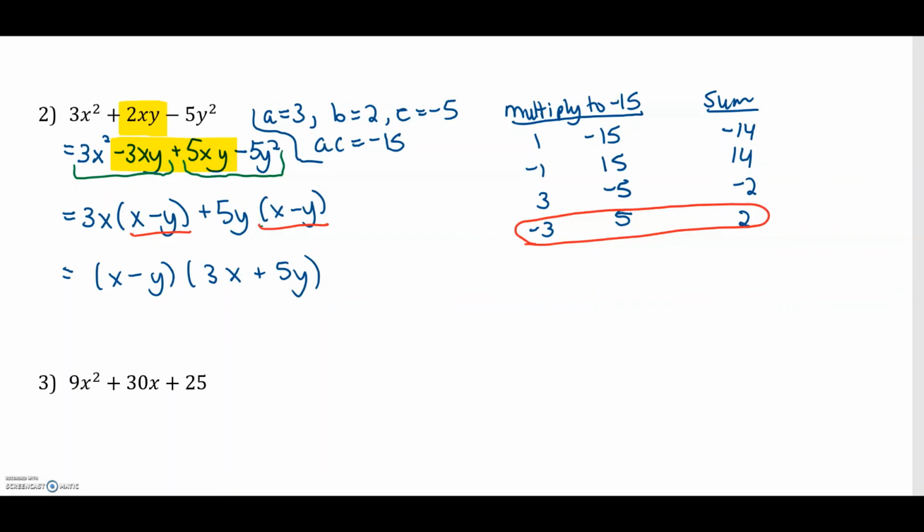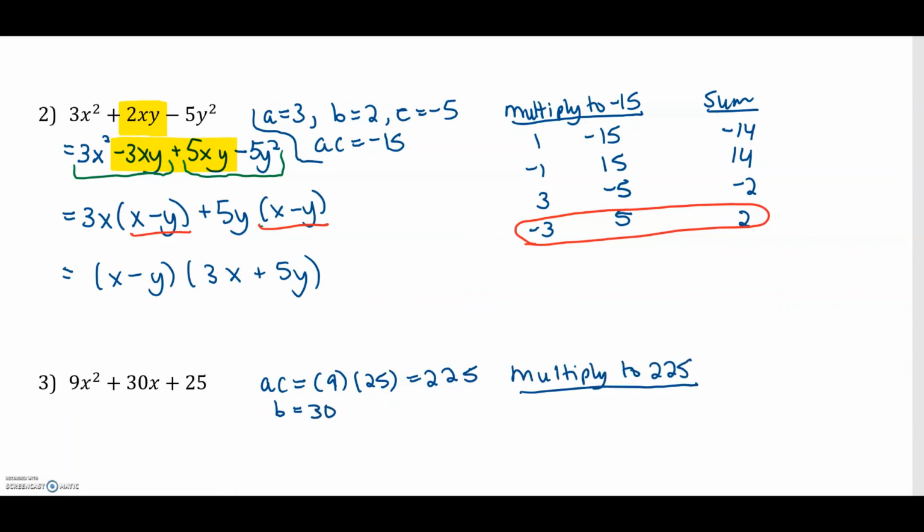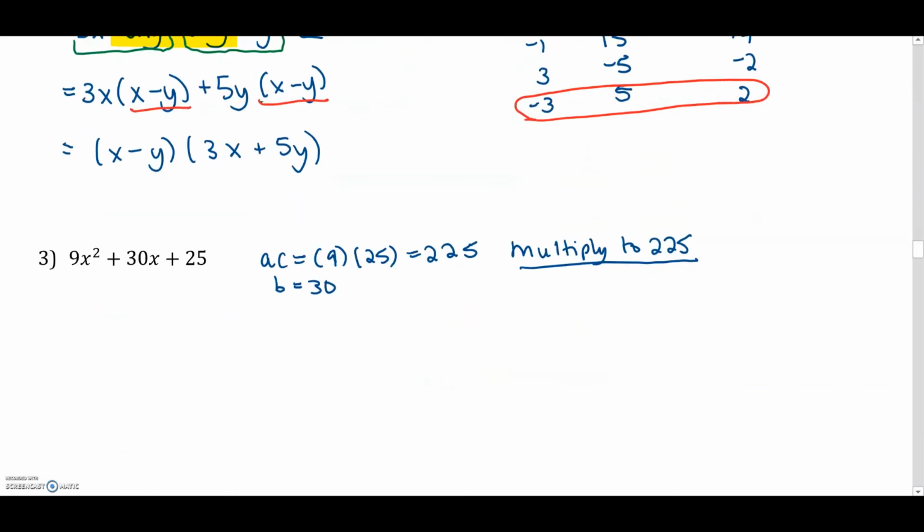In our third example, we have 9x squared plus 30x plus 25. We want to find two numbers that multiply to give us a times c. So ac is equal to 9 times 25, which is equal to 225, and we want them to sum to our b value of 30. Because we know that we want the values to sum to positive 30, it means that both of our values that multiply to 225 must be positive. So we only need to consider positive values.